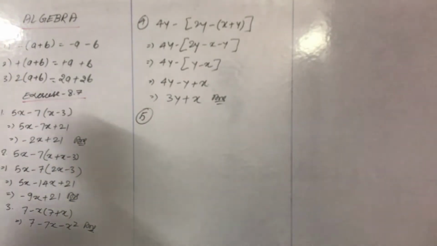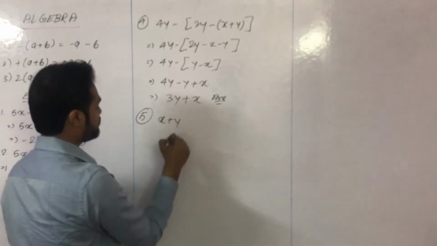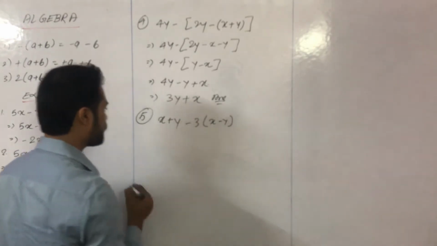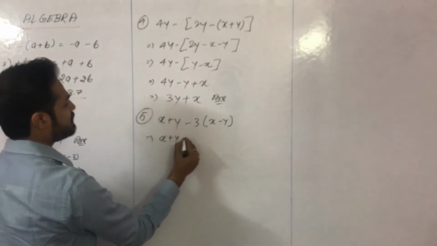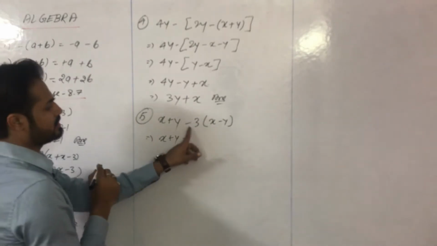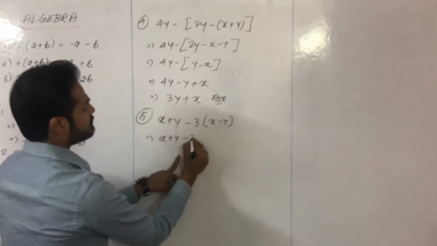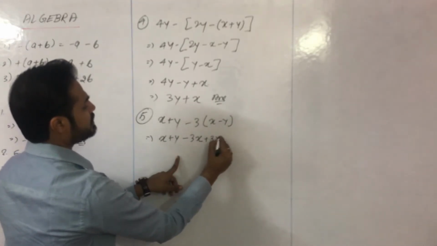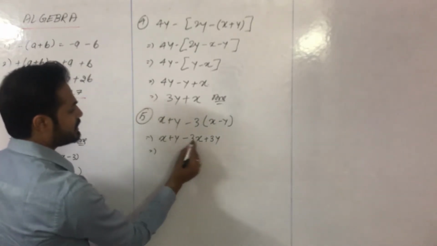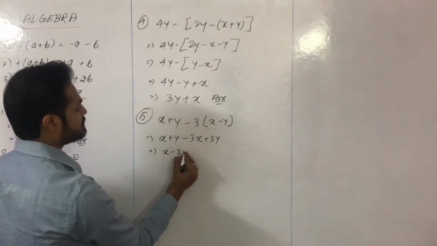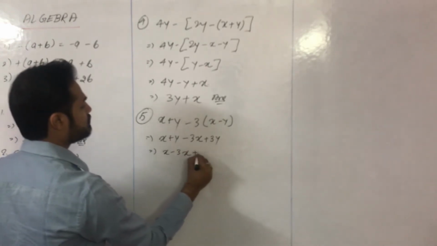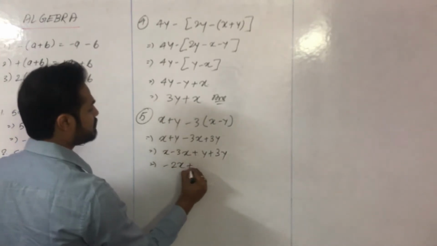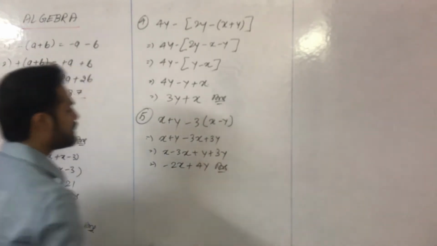Next, fifth, and the statement is x plus y minus 3(x minus y). Okay, so we'll write x plus y minus 3 into x with sign. So 3 into x, 3x, minus 3 into minus y, so minus minus plus 3y. And in the next step, x minus 3x plus y plus 3y, so minus 2x plus 4y is the answer.